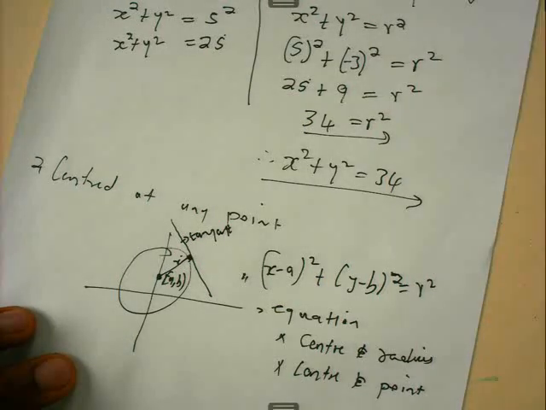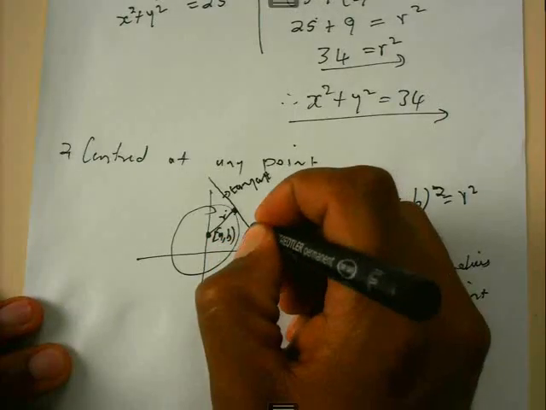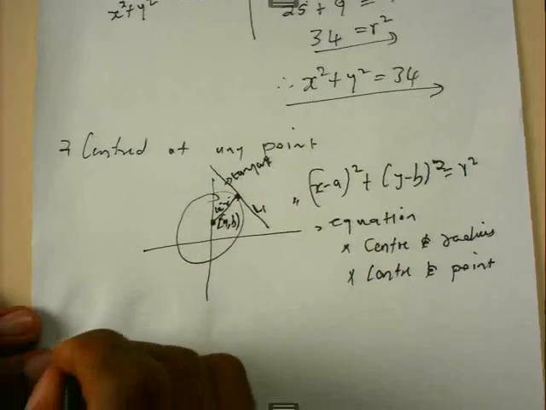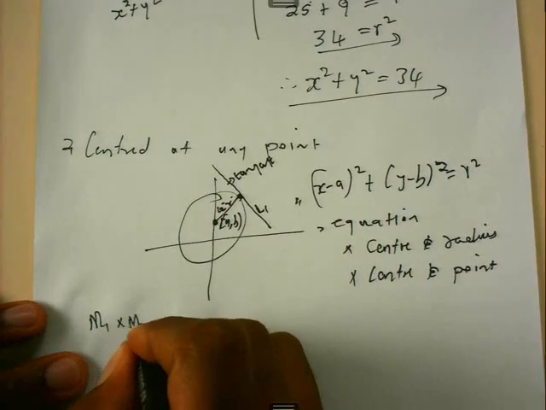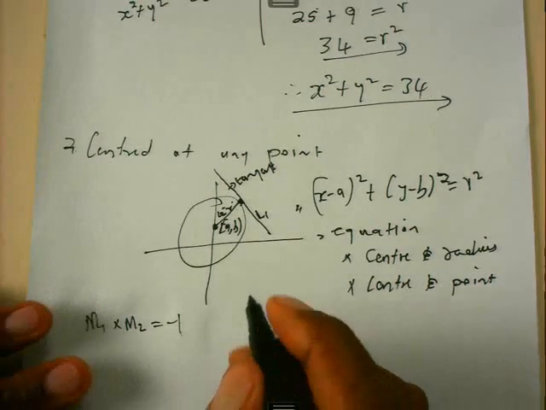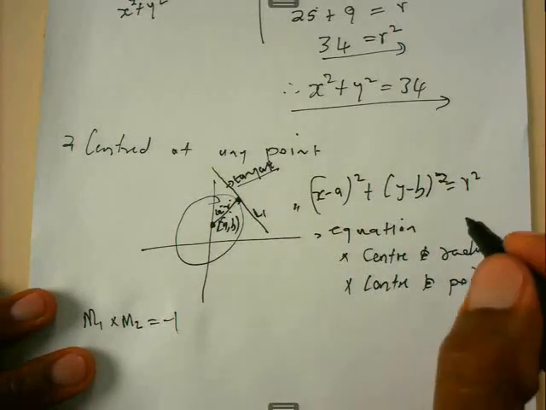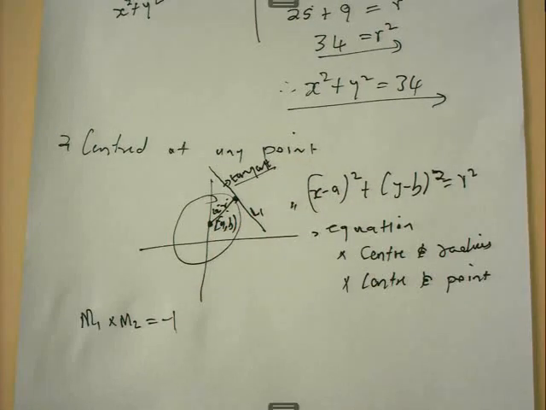Now, how do we determine the equation of the tangent? Of course, we must remember now, if we have line 1 here, this will be line 2. Remember now, the gradient of line 1 multiplied by the gradient of line 2 is equal to -1. Why are we saying this? We know that the tangent is perpendicular to the radius, right? We know that the tangent is perpendicular to the radius.